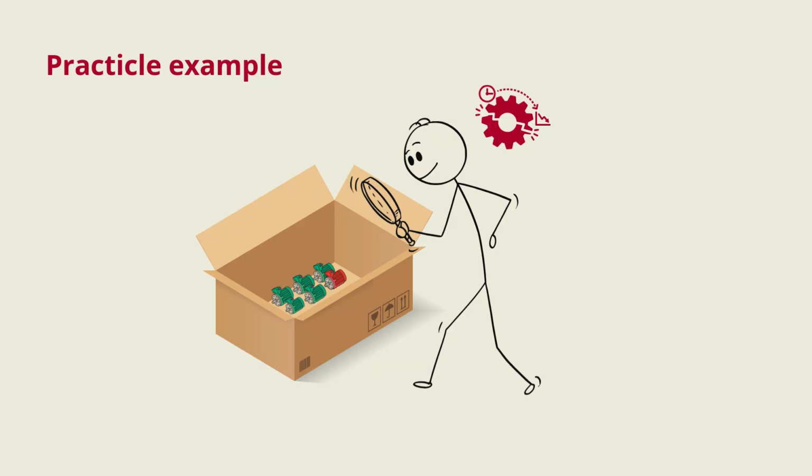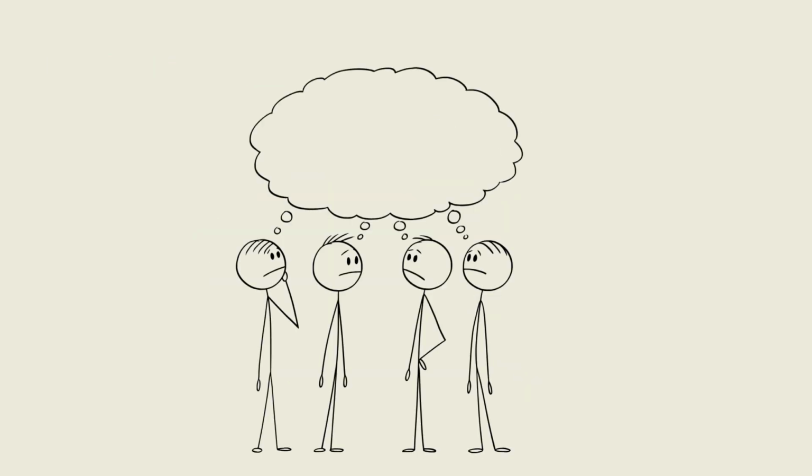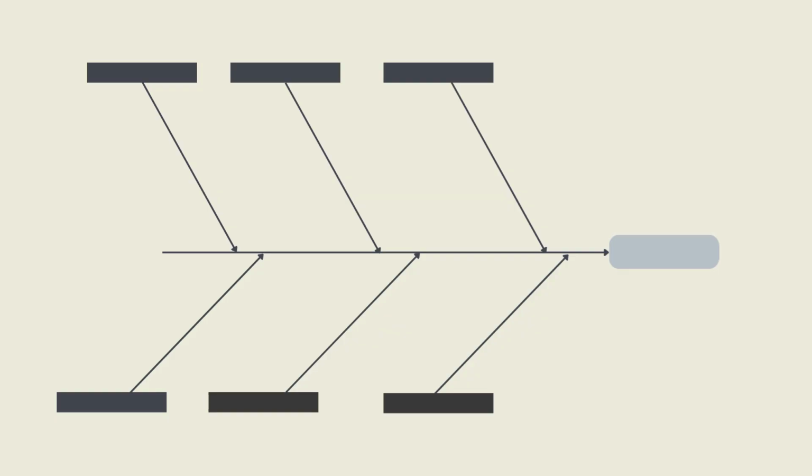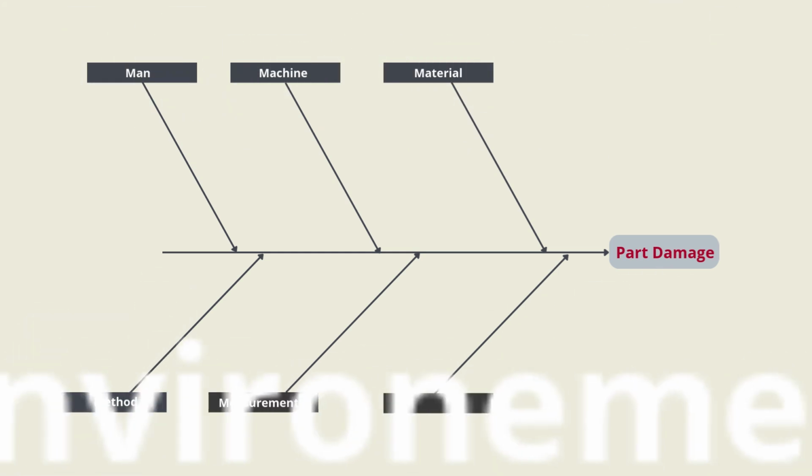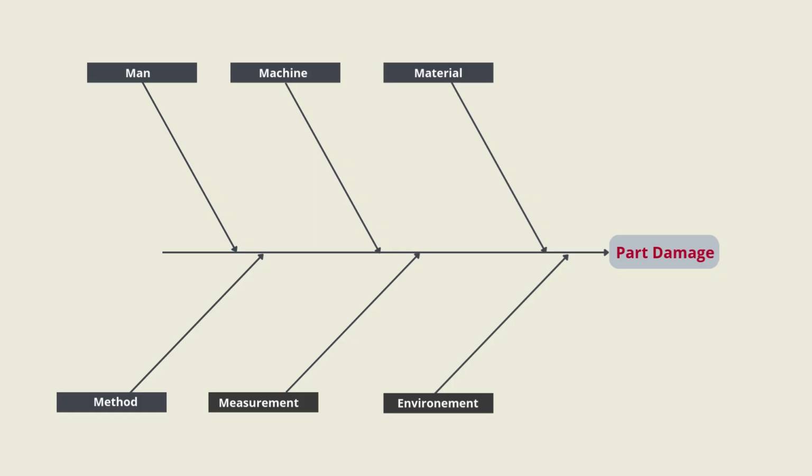To solve the problem and its cause, your team decides to use the Fishbone Diagram. At the head of the fish, you write the problem, part damage. Then, with the team together, you brainstorm all possible causes using the 6 M categories: man, machine, material, method, measurement, and Mother Nature, also known as environment.